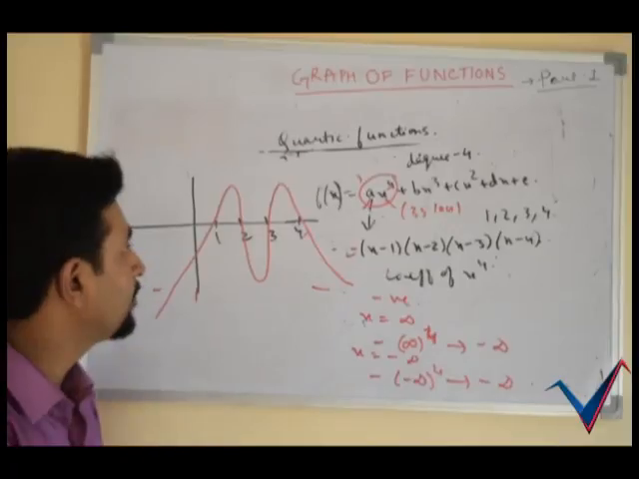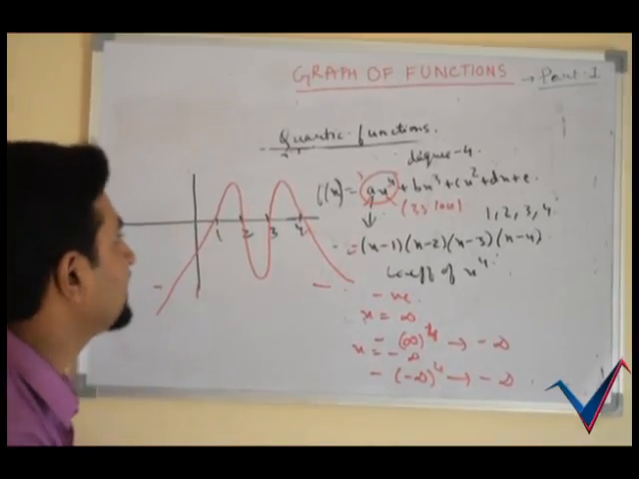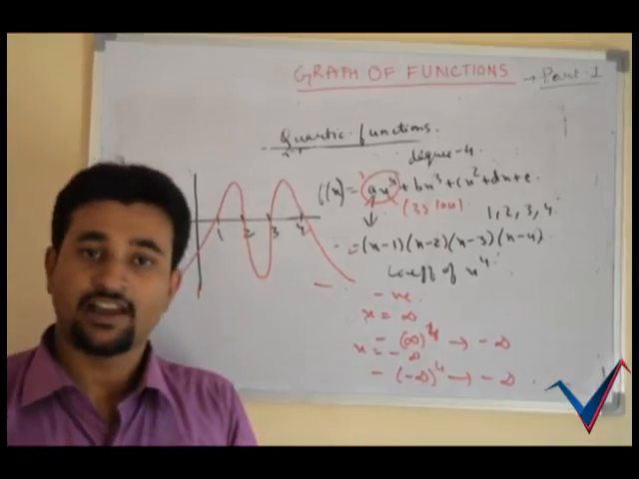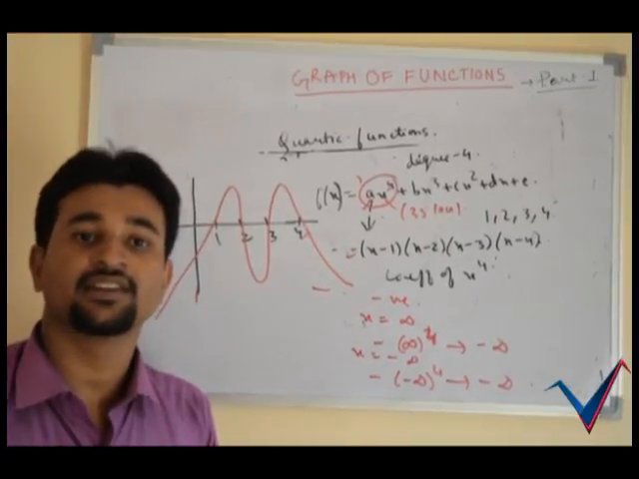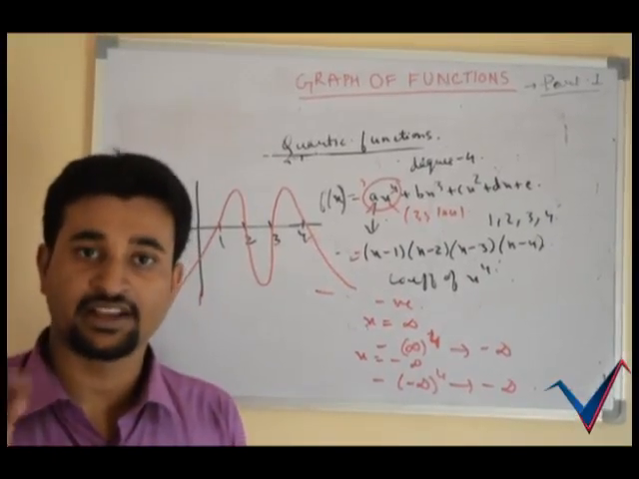So I hope the cubic and quadratic functions are clear. In the next class we will see just the graph of x square, x cube and x to the power 4, and then we will see graphs of some basic irrational functions like 1 by x, 1 by x square, 1 by x cube.